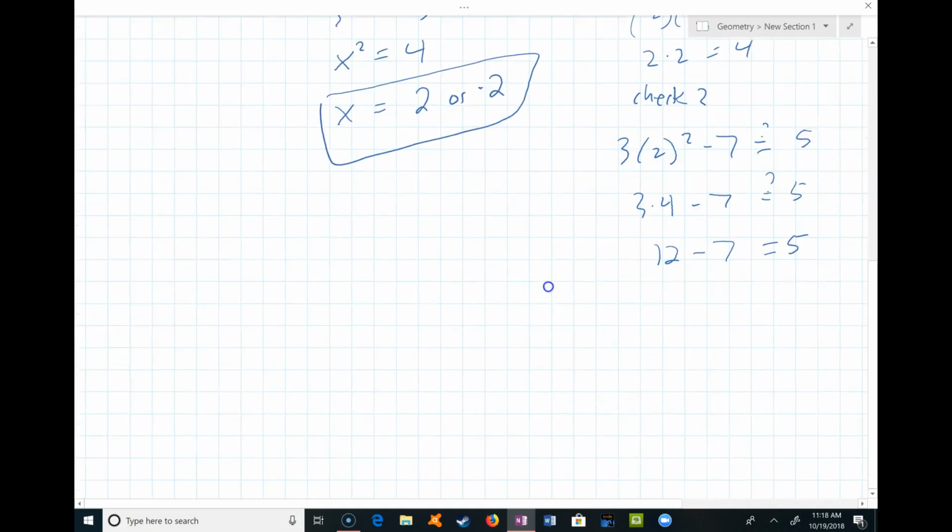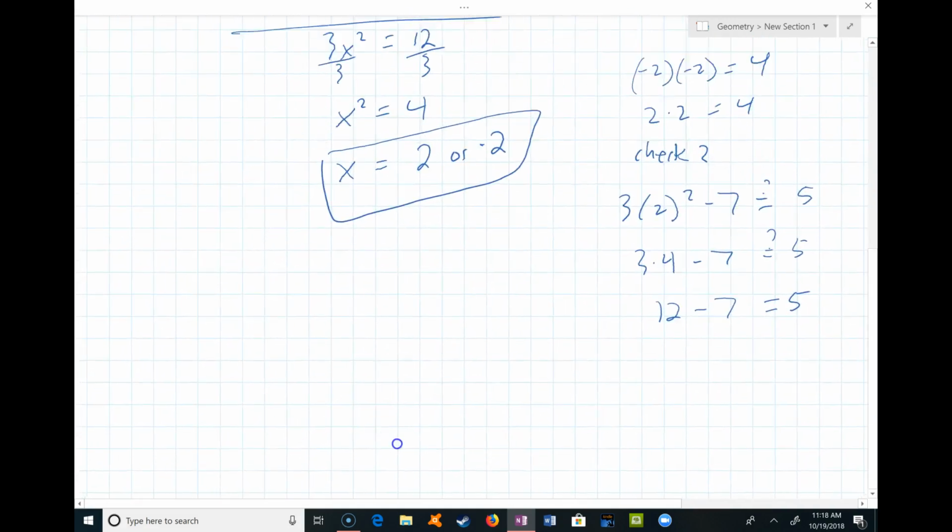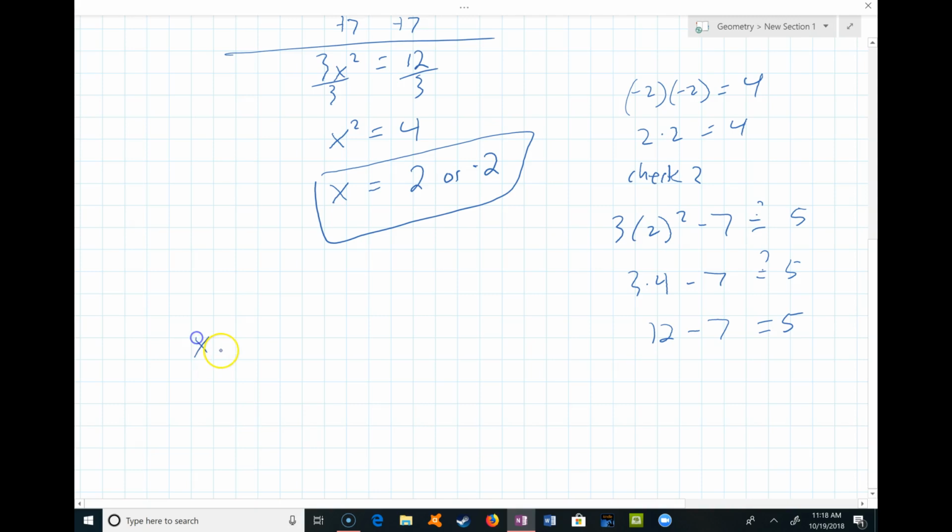Okay, so let's continue on here. Let's say that we have x minus 3 times x plus 3 minus 8 is equal to 10.